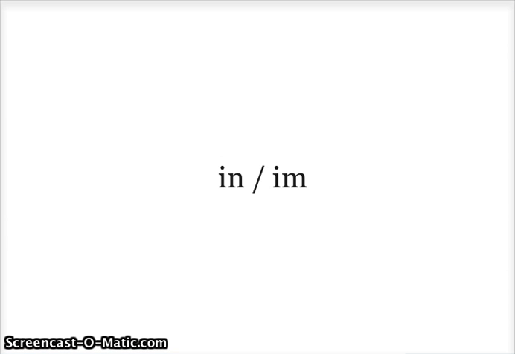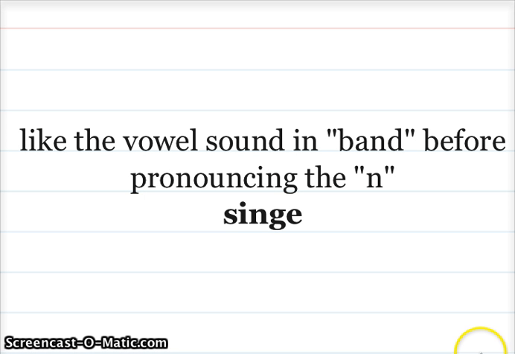All right, we have the letter combination IN or IM. And remember, these are nasal consonants, N and M. So we put a vowel in front of them. We're going to get another one of our nasal vowel sounds. And this is like the vowel sound in band before pronouncing the N. So say the word band, but stop just before you get to the N. And it's going to sound like this. Ban. It's that sound.